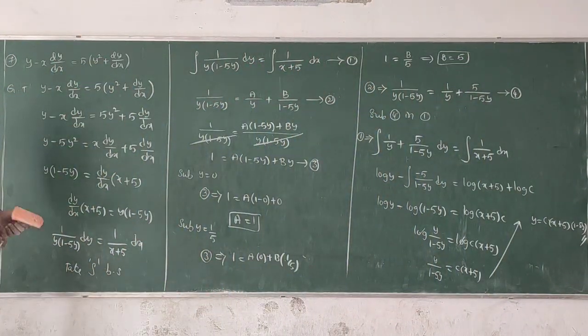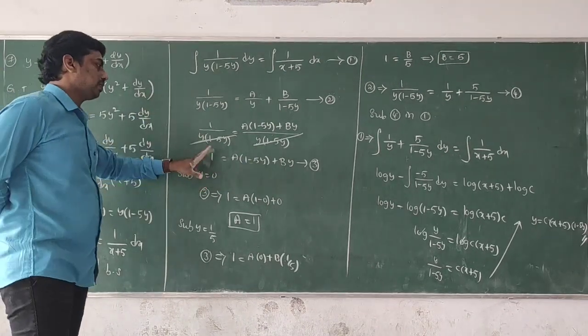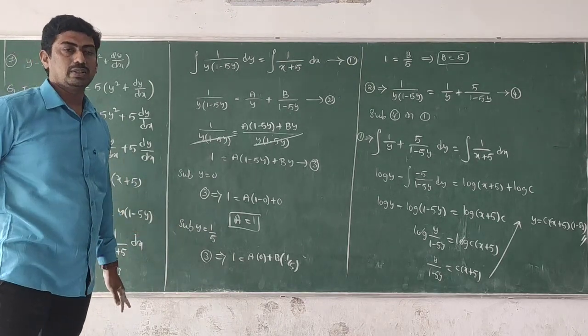It may come for 7 marks also. So this partial fractions is most important. Any more doubts on this one?